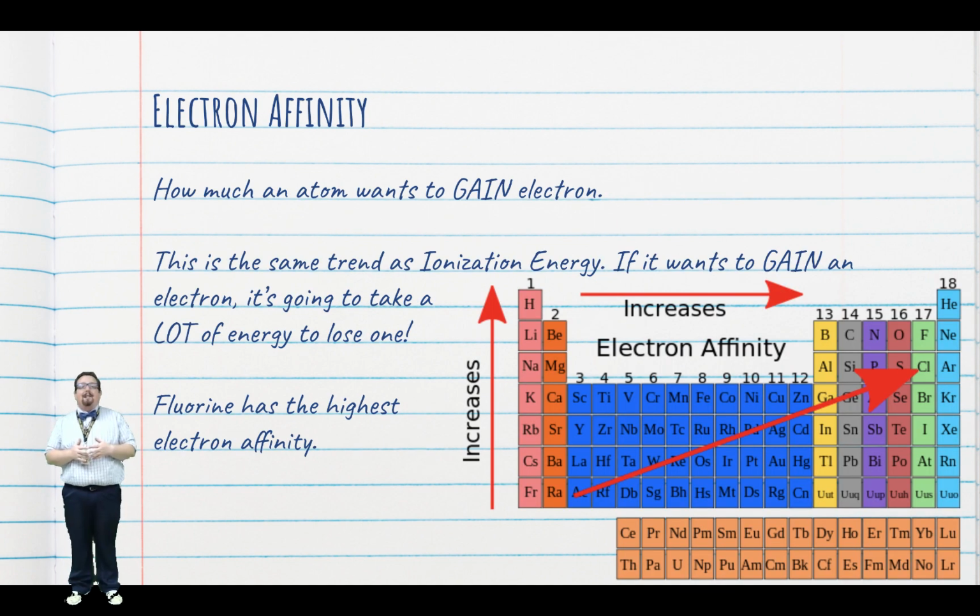Electron affinity is actually basically the same trend. This is how much an atom wants to gain an electron. Fluorine has the most electron affinity. It's the smallest atom that has 7 electrons, and it just wants to gain that 1 more. The atoms on the bottom left of the periodic table don't want any more electrons. They want to lose an electron. So their electron affinity is much smaller than the ones on the top right.